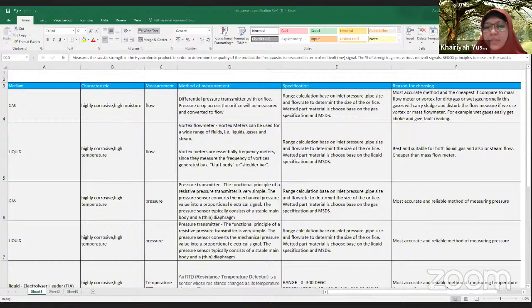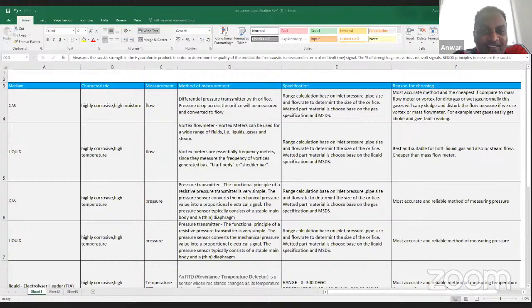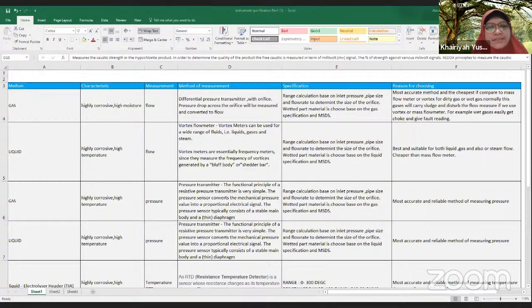Okay, there's another question by Nur Ain. She says that there's nothing mentioned about level measurement. Anything you can share about selecting the appropriate instrument for measuring level?